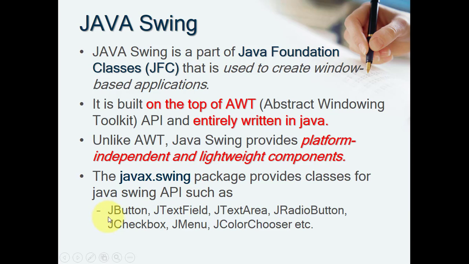Why is the J there? Because they are Java Foundation Classes, and that's why J is added. So to differentiate Button and the Swing button, they added JButton. They are pure Java classes. Okay, they are Java Foundation Classes. That's why J is in front of the name of each and every component.